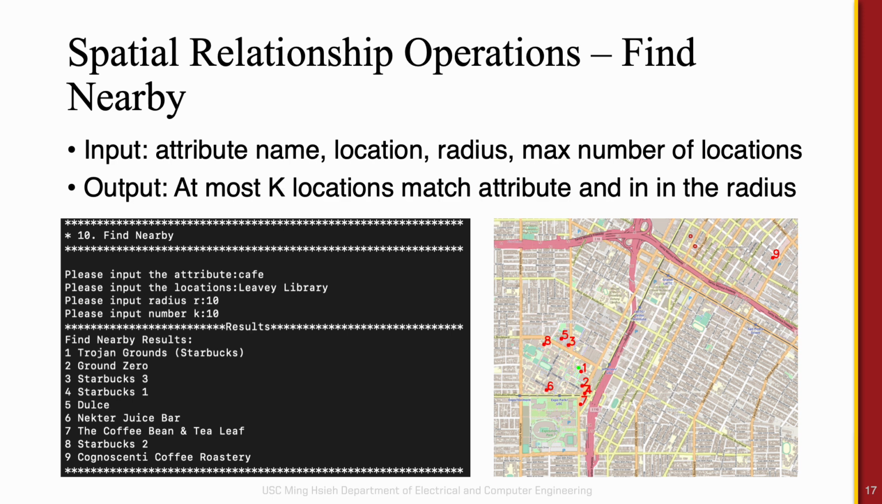The find nearby function allows users to search for locations of a certain type, like cafes, within a specified radius of a chosen point. This is useful for discovering amenities near a given location. For example, you want to explore cafes around Levy Library in a radius of 10 miles. The system will show the possible locations on the map and list them out.